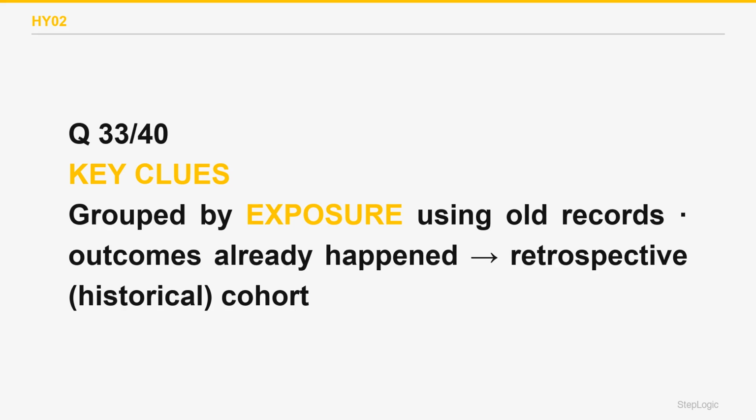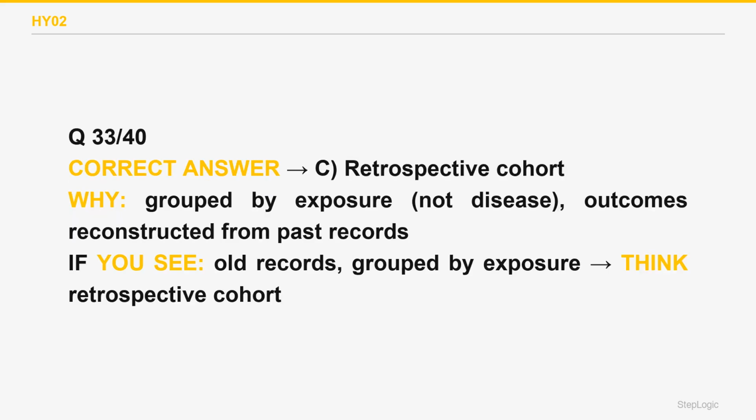This is a retrospective historical cohort. The key is that groups are defined by exposure, exposed versus unexposed workers, and then followed toward the outcome, exactly as in a cohort. It is retrospective only because the exposure and outcomes already occurred and are reconstructed from old records, not because of the exposure to outcome direction. The correct answer is C.